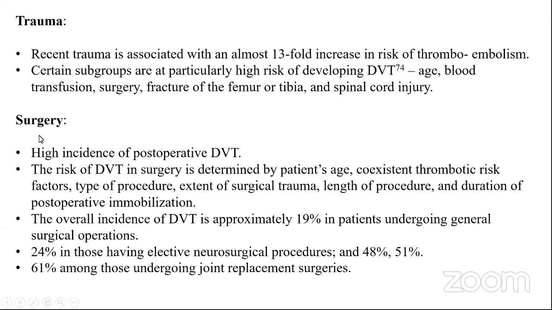And coming to surgery, a high incidence of post-operative deep vein thrombosis is seen in patients who have undergone surgeries. The risk of deep vein thrombosis in surgery is determined by the patient's age, coexistent thrombotic risk factors, type of procedure, extent of the surgical trauma, the duration of the procedure, and duration of post-operative immobilization. The overall incidence of deep vein thrombosis is approximately 19% in patients undergoing general surgeries and 24% in those having elective neurosurgical procedures. The greater risk is seen in patients undergoing orthopedic surgeries.